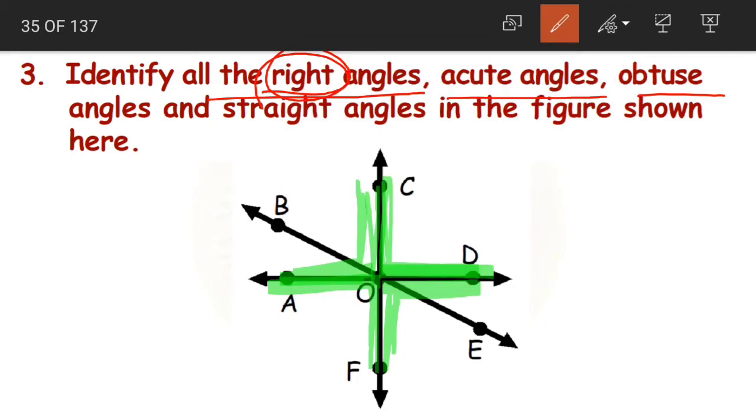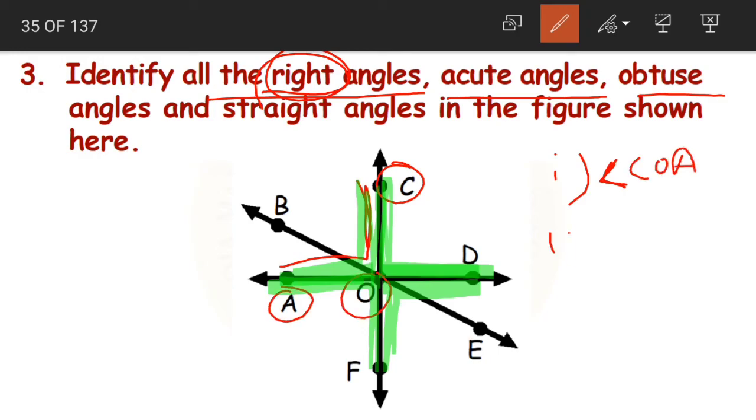And how do we write the angle names, children? First we have to put the angle symbol. Yes. And what are the things to remember? That the vertex should be in the middle. The alphabet representing the vertex should be in the middle. Now coming to this one, we have C O A. Coming to second angle, this one A O F.